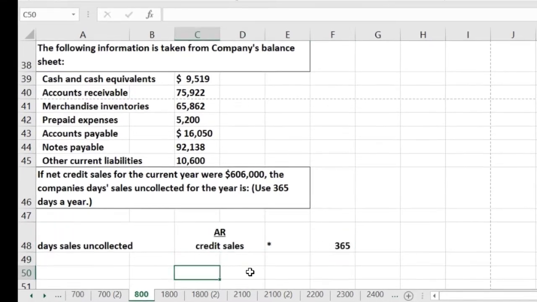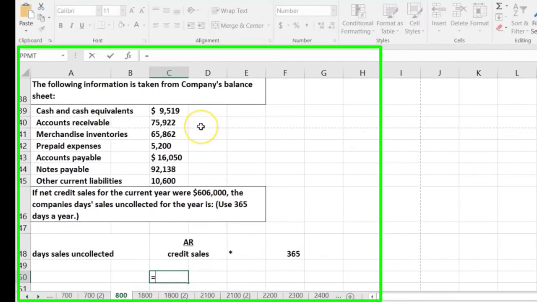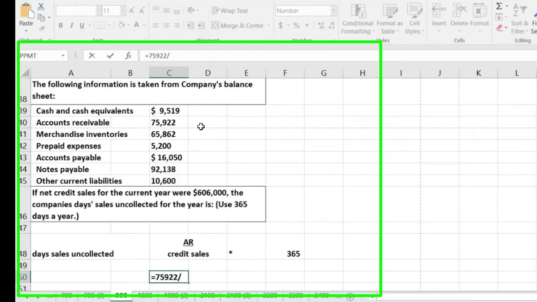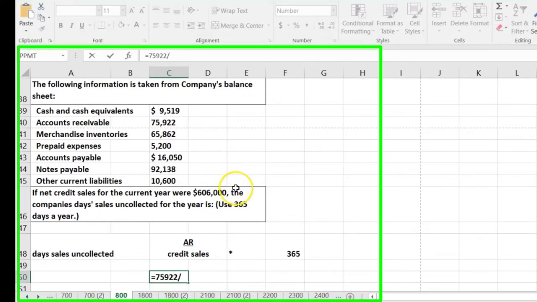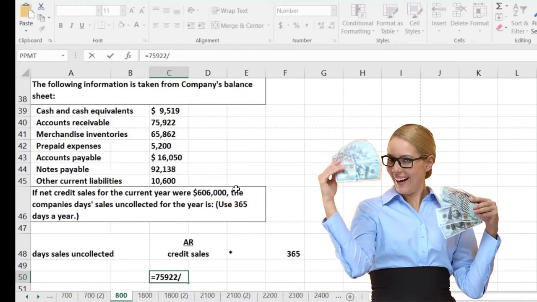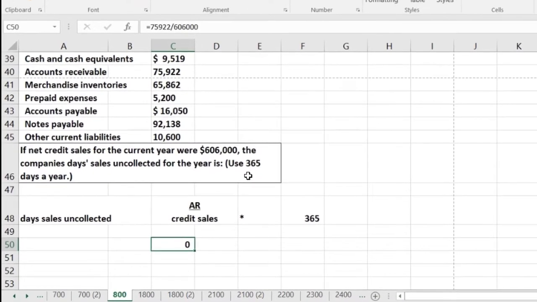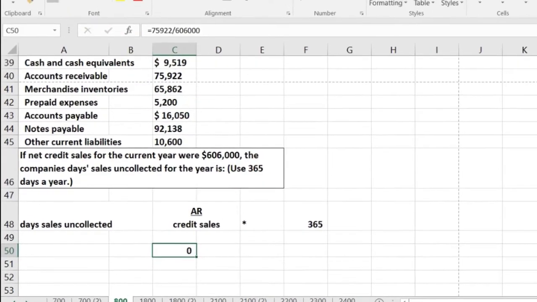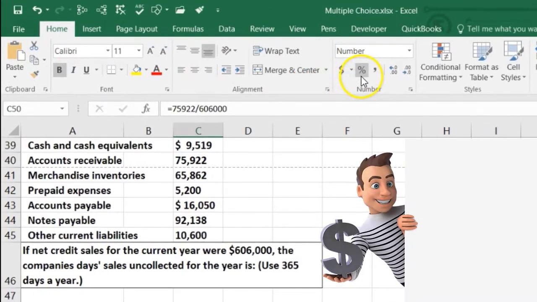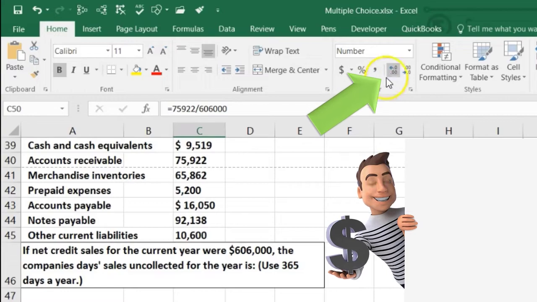So if we plug this in there, then we're going to say this equals, and the accounts receivable is 75,922 divided by the credit sales. We have to take the credit sales. We can't take the cash sales. We've got to take those out. That's why they gave us the credit sales down here, and that's going to be the 606,000. And if I make the decimals here, I go to the home tab, numbers, and add decimals like this. Notice it's a long number here.